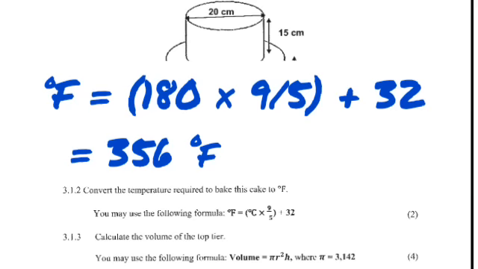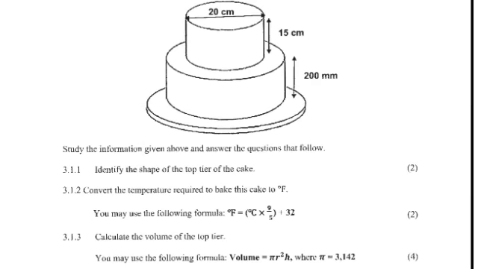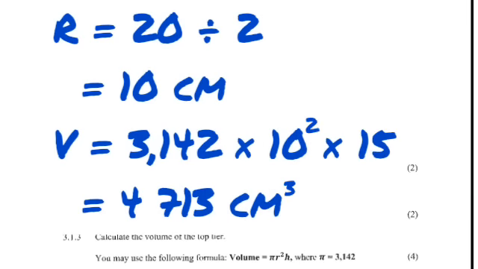If you place your brackets correctly, you can get away with just punching the whole thing in your calculator. That's if you can place the brackets correctly in your calculator. In 3.1.3 it says calculate the volume of the top tier. You were given the formula pi times radius square times height. We are needing the radius of the top tier, we were given the diameter.